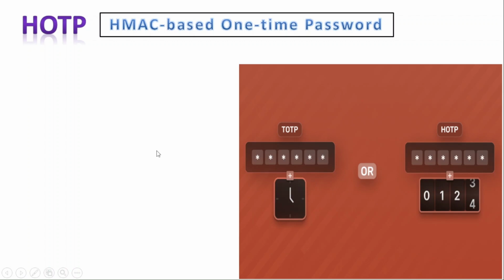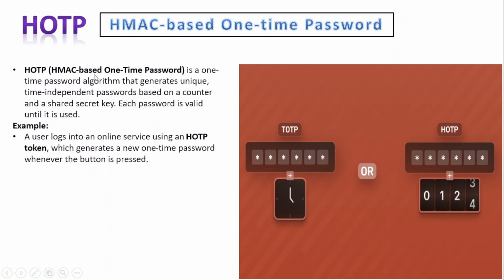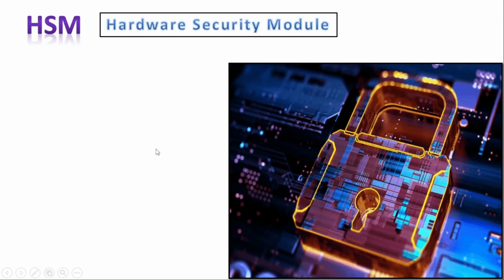HOTP, that is HMAC based one time password. HMAC based one time password is a one time password algorithm that generates unique time independent password based on a counter and a shared secret key. Each password is valid until it is used. Example, a user logs into an online service using an HOTP token which generates a new one-time password whenever the button is pressed. HSM, that is hardware security module.